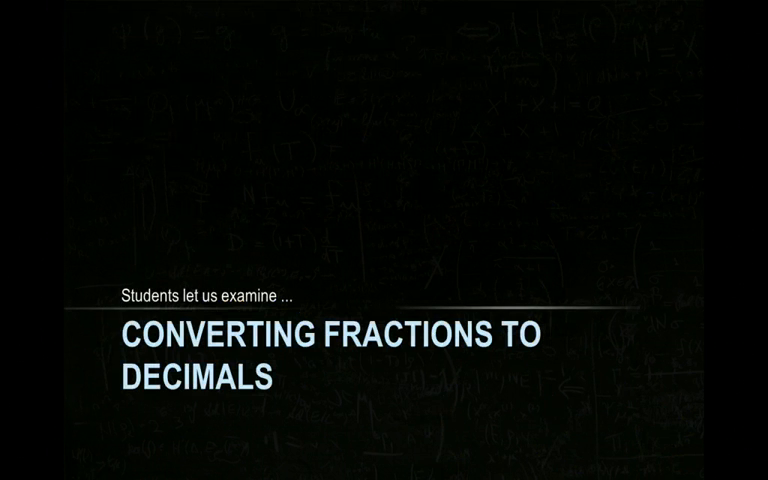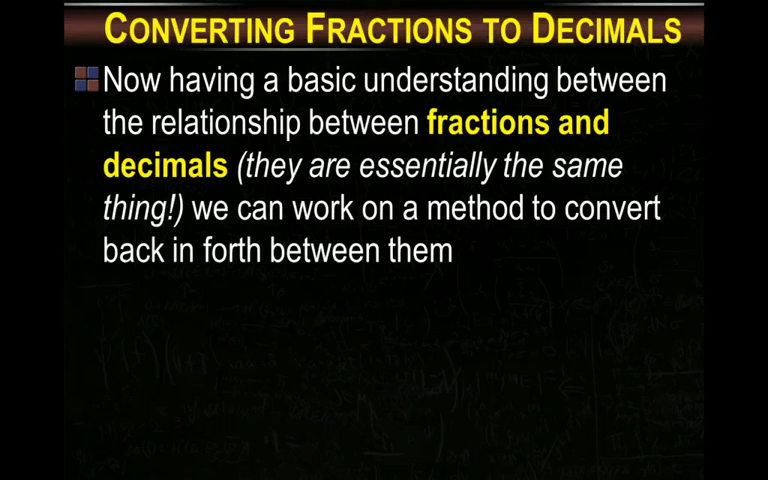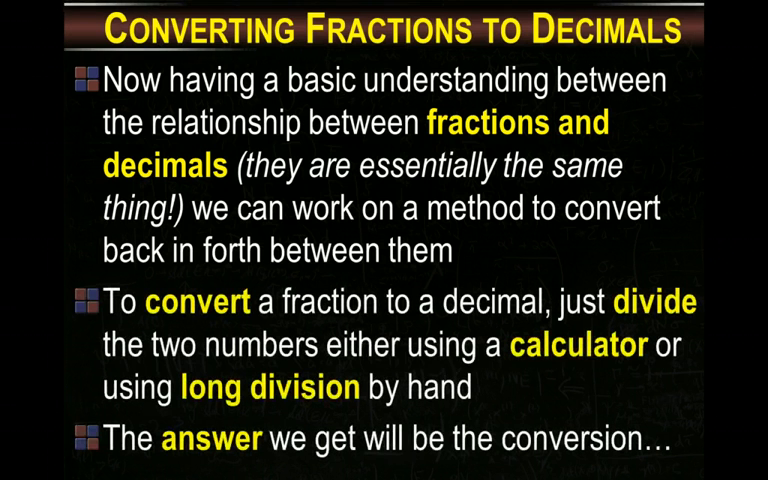Okay, so let's go with a method now. How do I convert a fraction to a decimal? So I'm going to give you this simple way, okay? Fractions and decimals are the same thing, so it should be fairly easy to convert them. To do it, just divide the two numbers. Do the division. If you don't want to do it by hand, use a calculator. That's the advantage of a calculator. But I'm going to show you both ways, using a calculator and by doing it by hand.